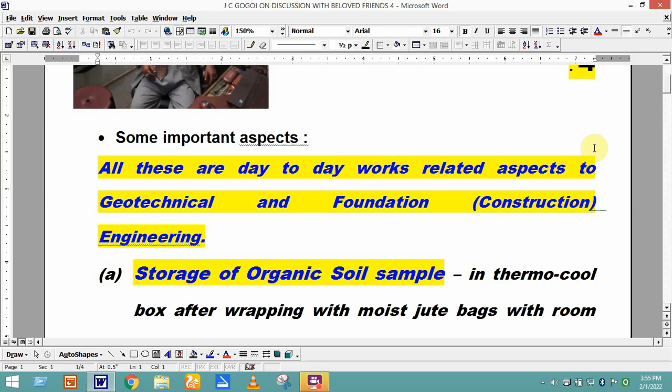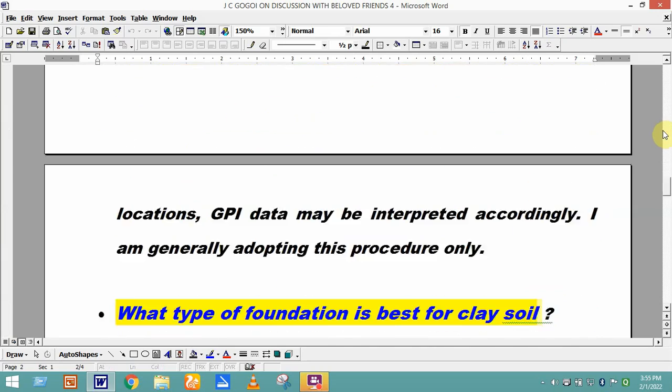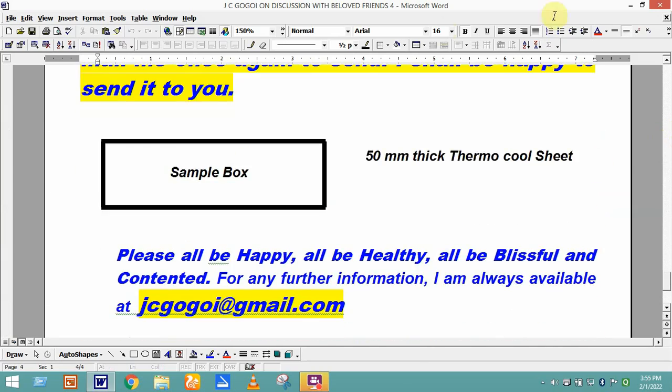Now these have almost gradually switched over to plastic or nylon bags. But jute bags or jute sheets are available in the market. Just moisten those jute sheets, wrap the sample and put it in a thermocol box. The size should be this much. This is one thermocol box. These normally come in ready-made shape, and this is an extra sheet which shall be taped using cello tape. This can be bonded.